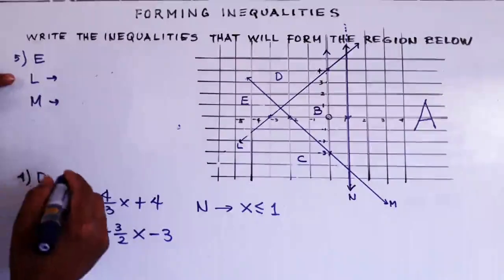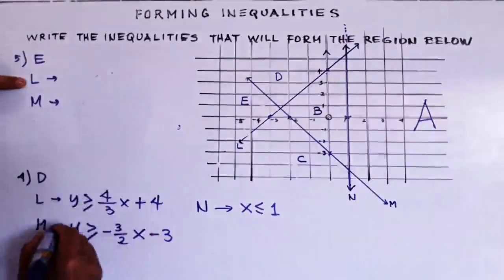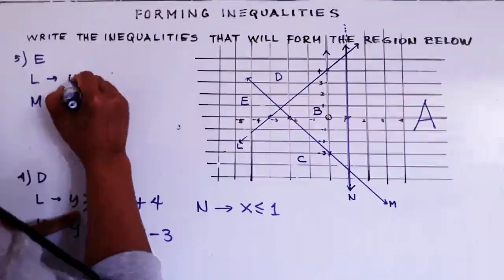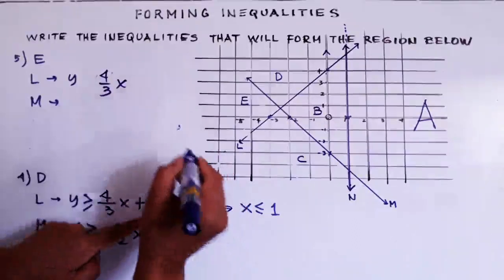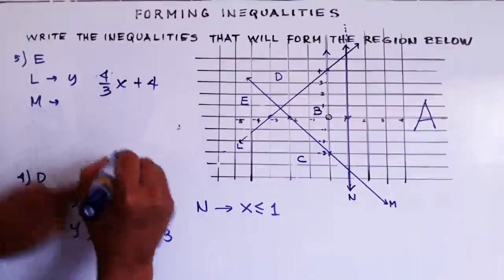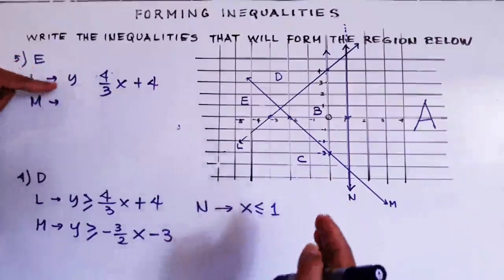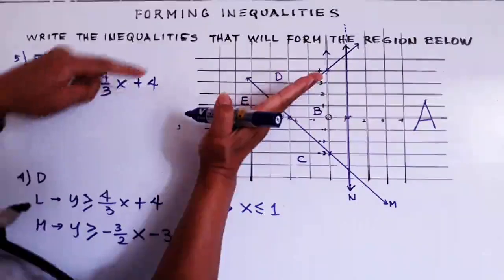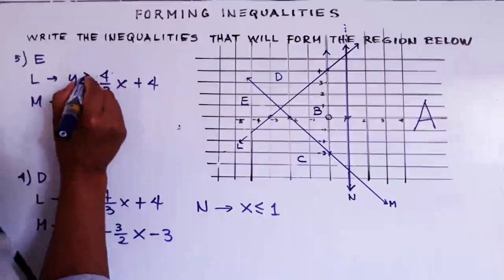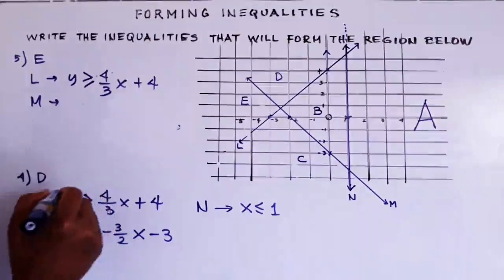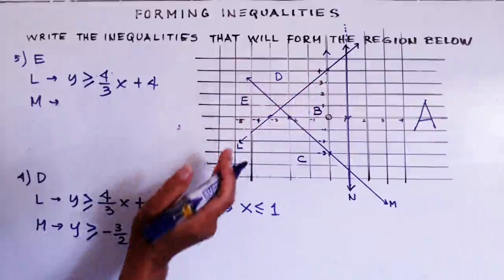So here, for L, we copy Y, just copy 4 over 3x plus 4. And then, where is that L? Here. And where is E? There, up. So, it's going up. So, we put here greater than or equal. Okay. And then letter M.